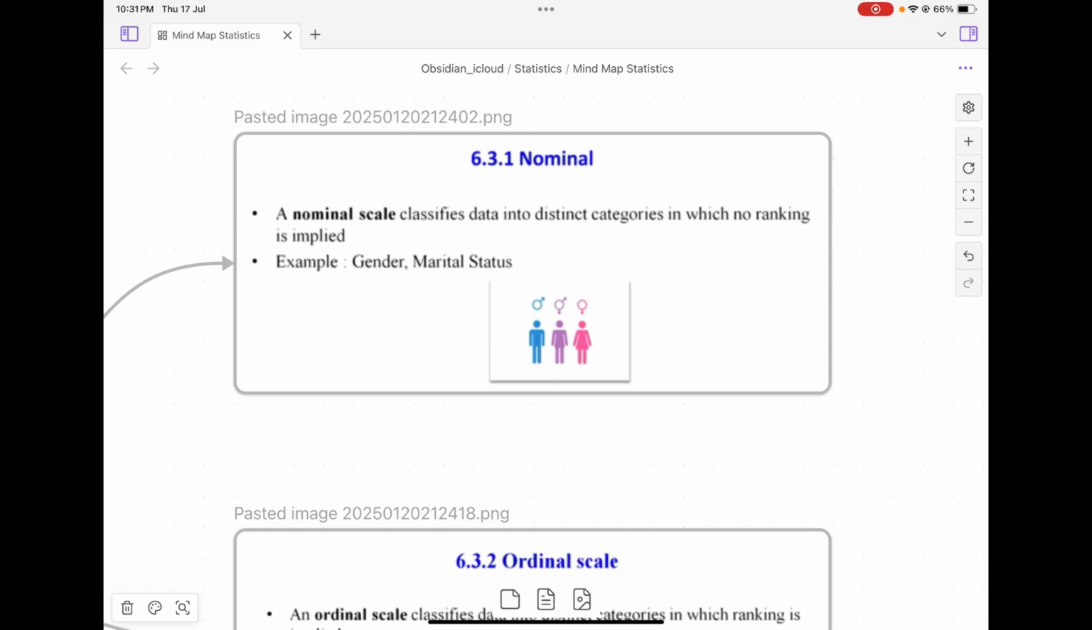You cannot do any ranking, subtraction, multiplication, etc. Another example is marital status, which is either married, unmarried, or single. That is nominal data. When we move to the ordinal scale, you will understand it in more detail. We don't have much use for nominal data.